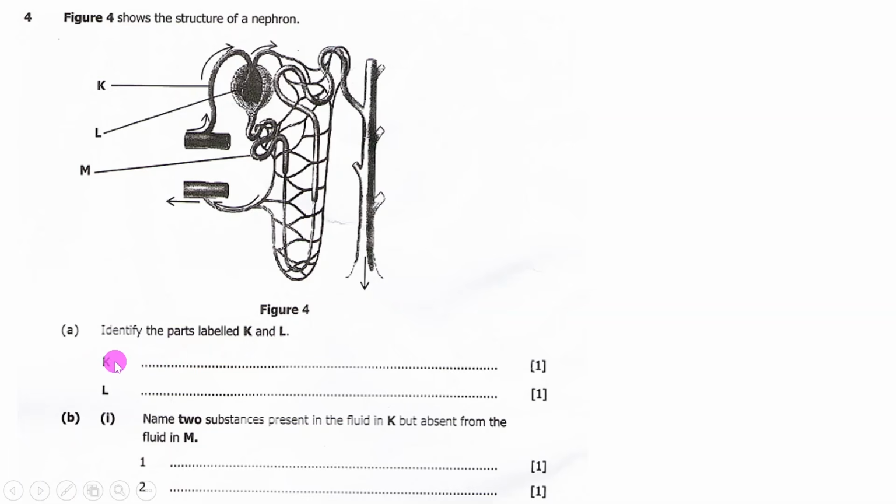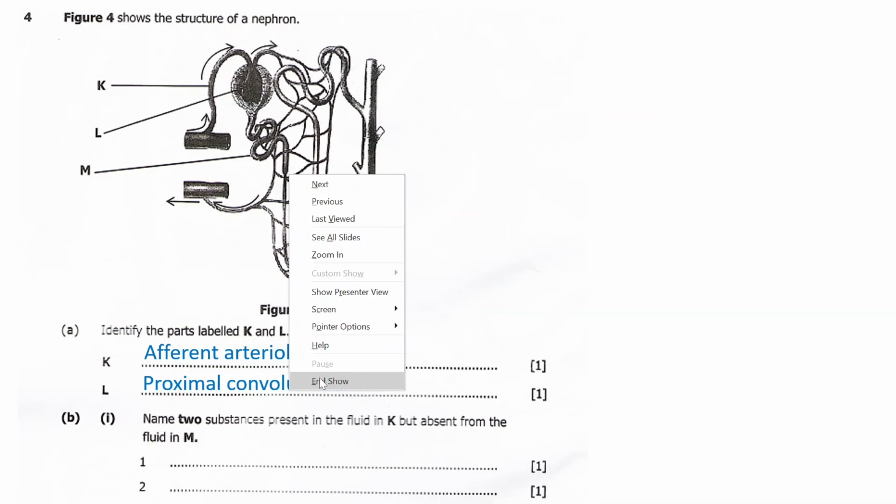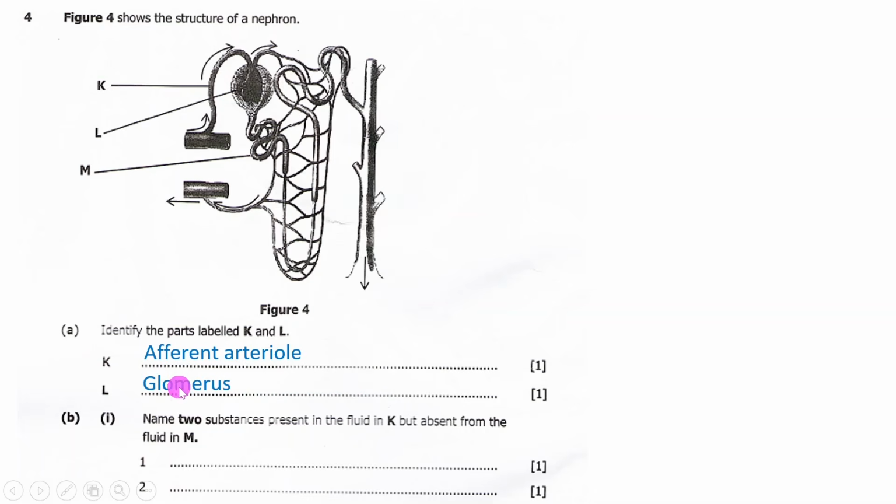Okay, so the part labeled K here is the afferent arteriole, and then the part labeled, all right, sorry. Here I saw that maybe it was M, so that's why I said proximal convoluted tubule, but this one should be the glomerulus. So let me just change the answer quickly. Yeah, so part L is the glomerulus, see, already changed.